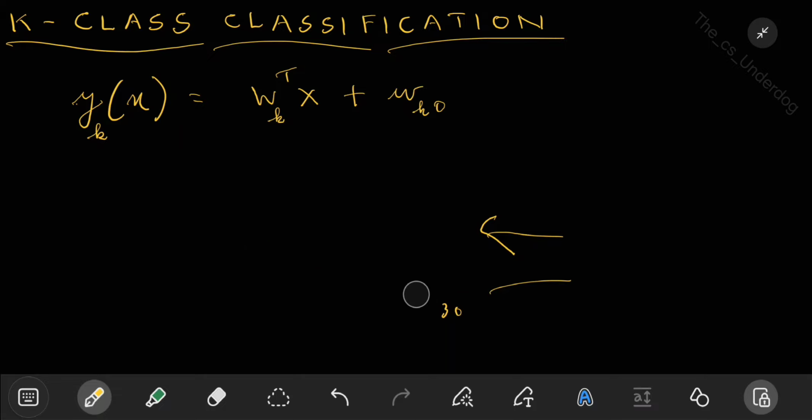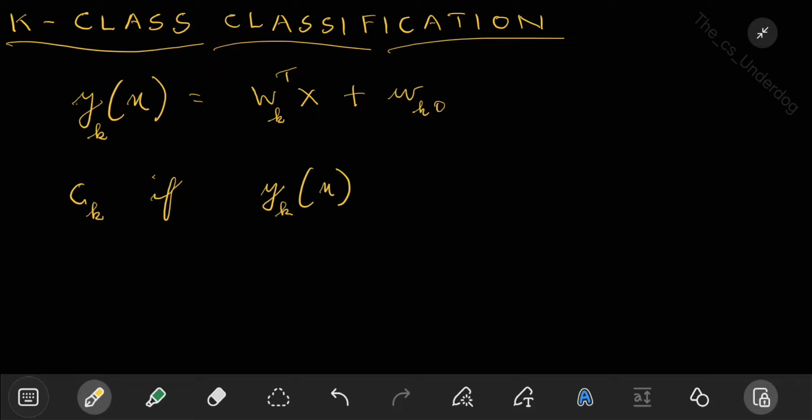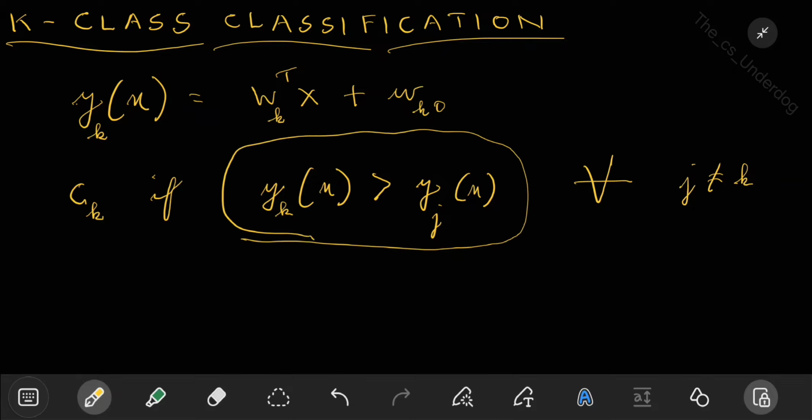So this is the condition: it belongs to class CK if yk of x is greater than yj of x for all j not equal to k. That is, there are k different classes. For each of those, you would check whether yk of x is greater than yj of x.